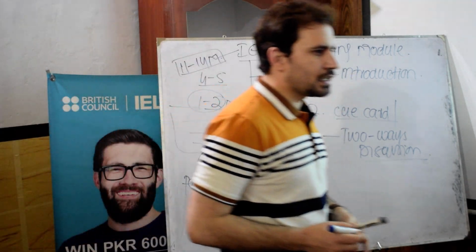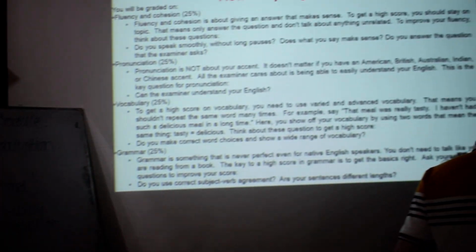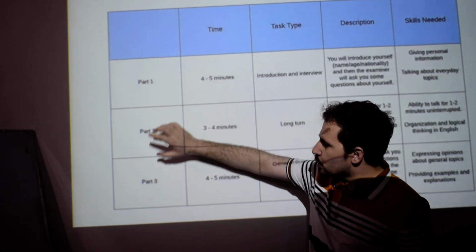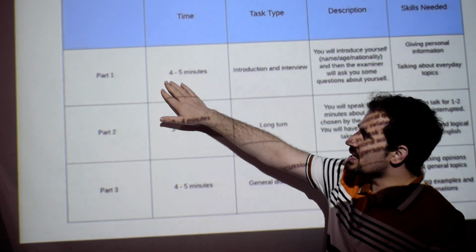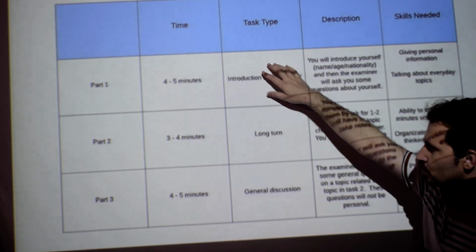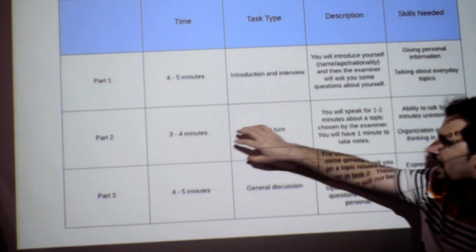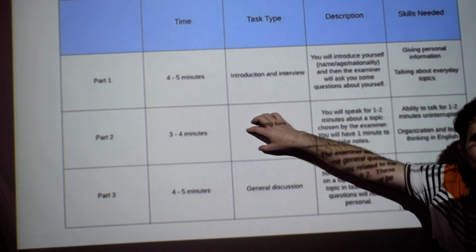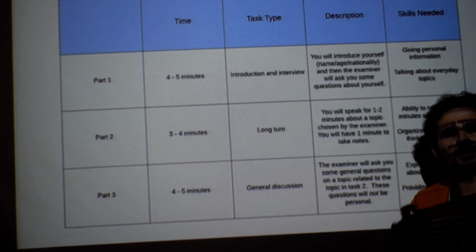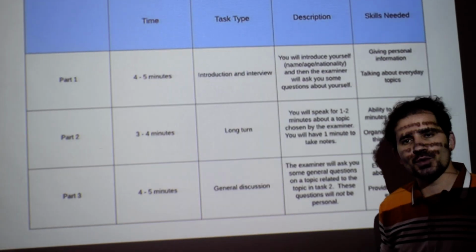Let's have an overall summary of all these 3 parts. Now can you see, this is my part 1, part 2, part 3. Part 1 will take 4 to 5 minutes, and this is an introduction, a type of interview. Then in part 2, you will have a long individual turn, or cue card. A card would be given to you and you need to talk about that card for 1 to 2 minutes, and you will be provided with 1 minute of preparation time.